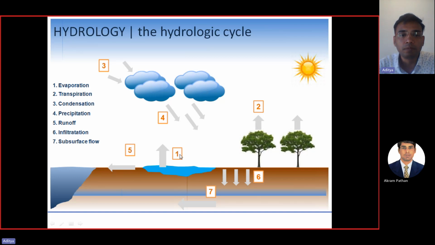So 1 is evaporation, 2 is transpiration, 3 is condensation of the air, and 4 is precipitation. After that, 5 is some amount of water flowing over the surface, which is runoff, and some amount of water infiltrates into the ground and reaches the source again after a few days, which is the subsurface flow, or you can call it delayed flow. This is how you can explain the hydrological cycle.